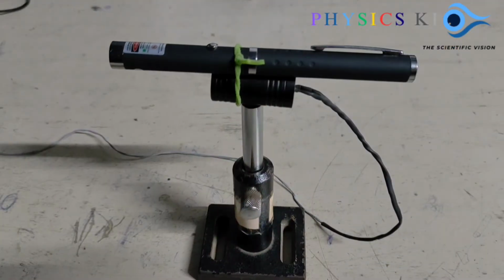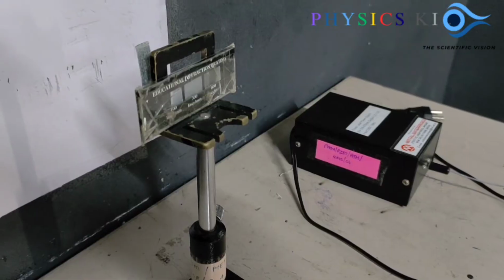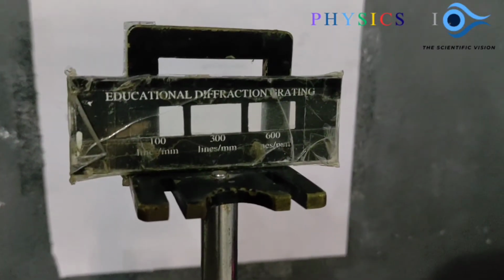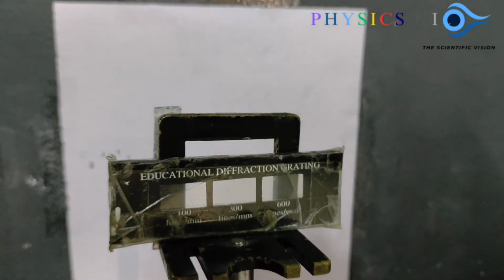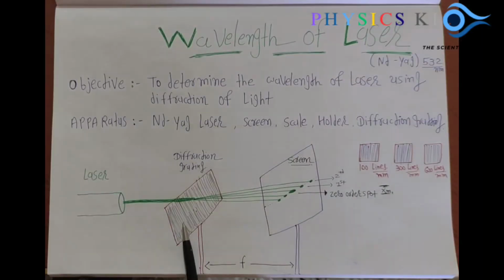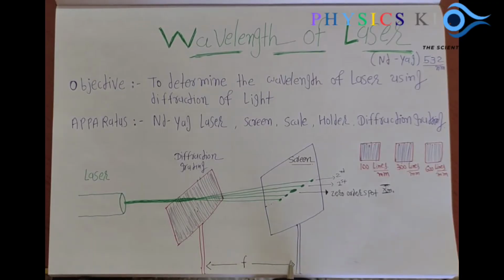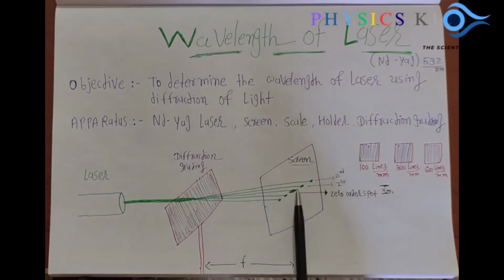So let's do some arrangement. We have a laser here, which I already adjusted using the stand. Here we have a diffraction grating, and I just use this plain paper as my screen. You can see I am first using the 300 lines per mm grating. This is our simple experiment setup. Here is the diffraction grating and here is our screen, and I already adjusted the distance between these two, which is 15 centimeter, and I denote it as F.